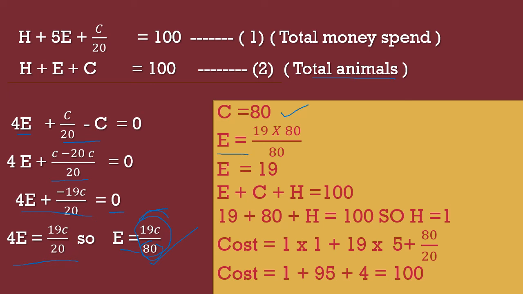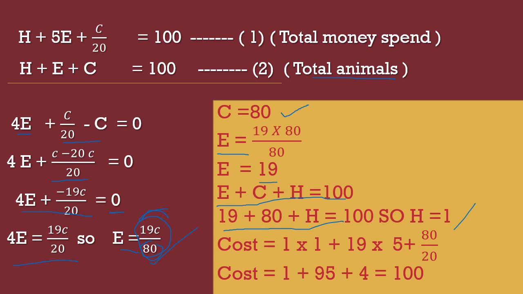So the number of elephants will be 19 by 80 into 80, which equals 19. Right? So the number of horses: E plus C plus H is 100, that means 19 plus 80 plus H is 100. I have explained in detail, but directly we can see that the number of camels is 80 and the number of elephants is 19. So 80 plus 19 is 99, so directly we get the number of horses as 1. That is okay, it is satisfying.